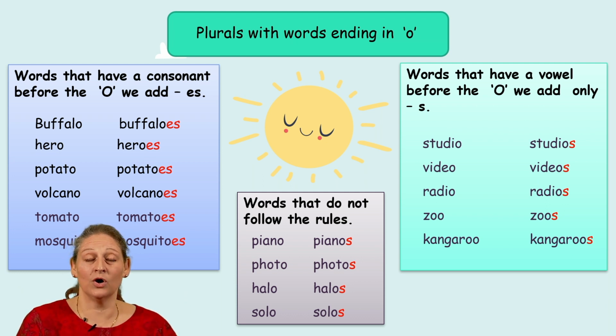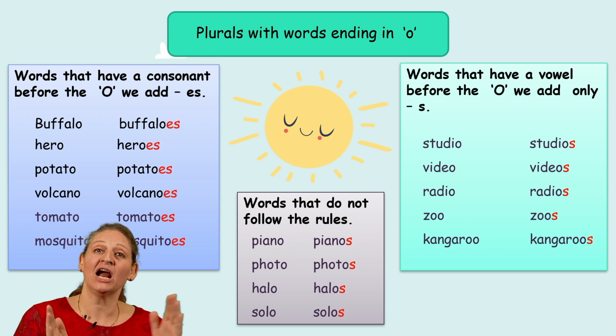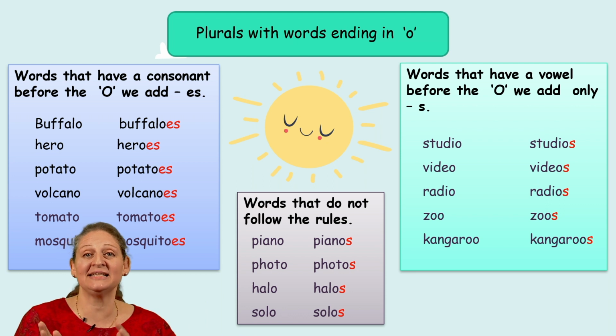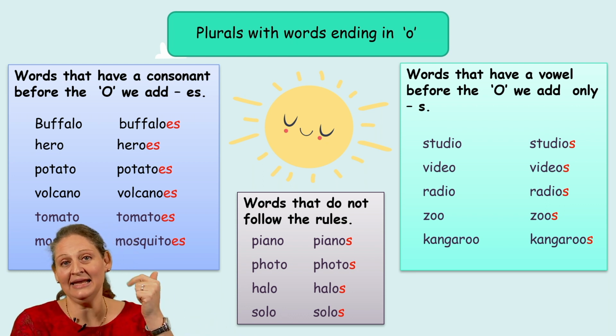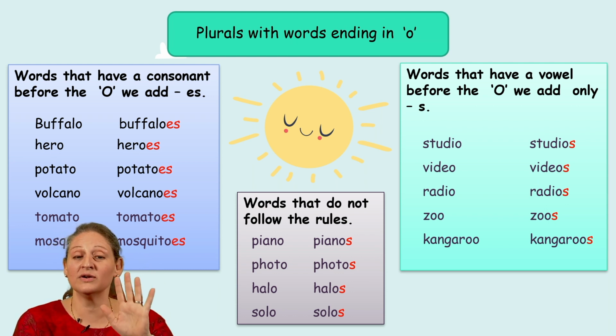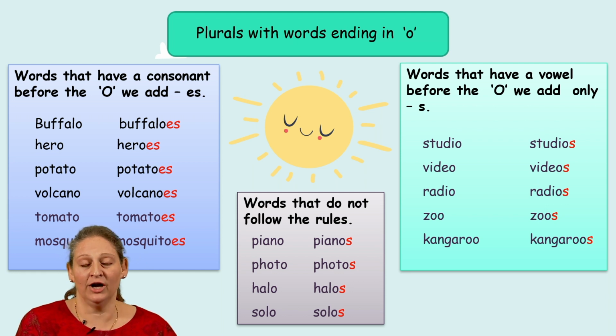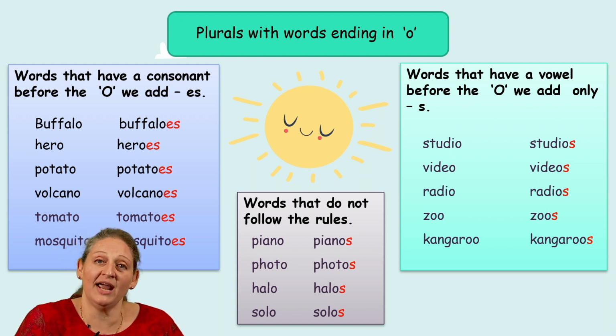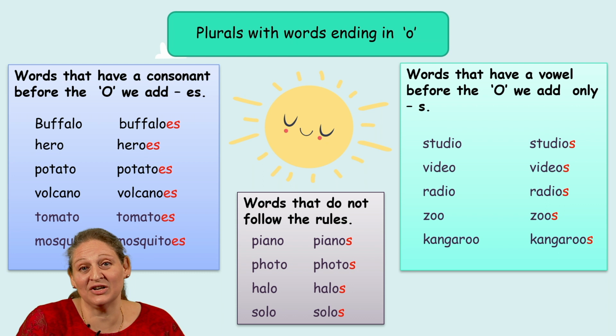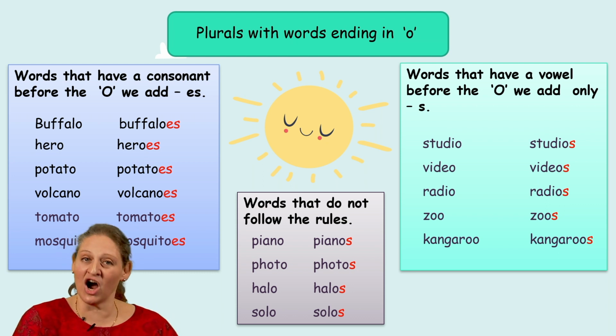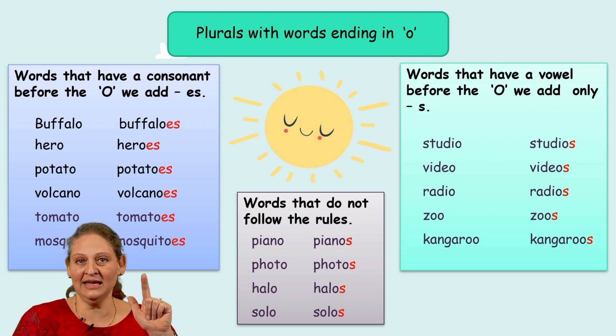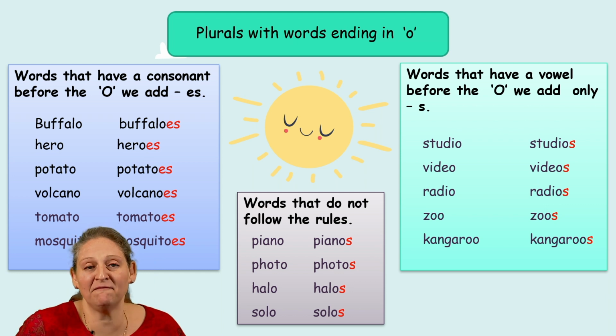Do you remember? So, if it's not a vowel, then it is a consonant. The vowels are A, E, I, O, U. Those are the five main vowels, right? Good. So consonants are B, C, D, F, G, H, J, K, L, M, N, P, Q, R, S, T, V, W, X, Y, Z, right? But it's so much easier to remember: if it's not a vowel, it is a consonant. What are the vowels? A, E, I, O, U. So let's look at buffalo. What comes before O?